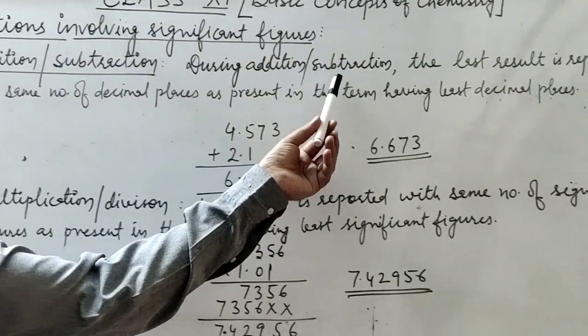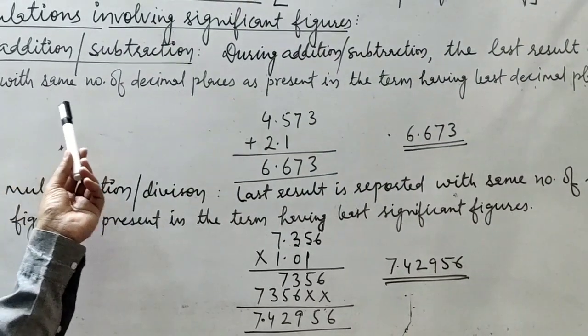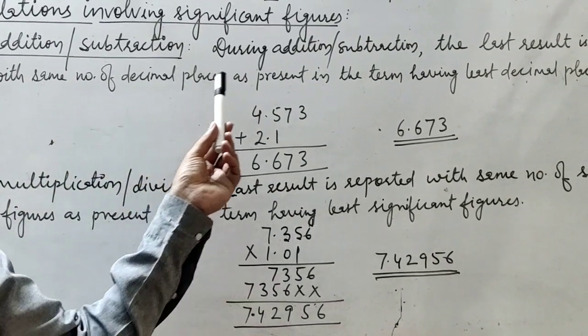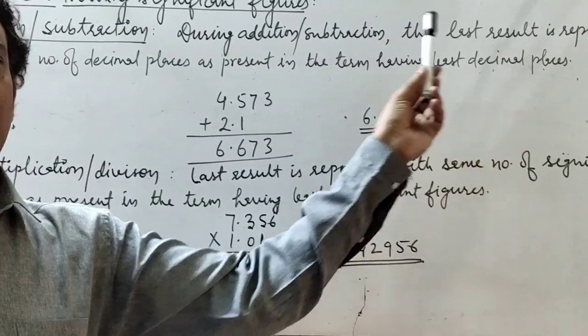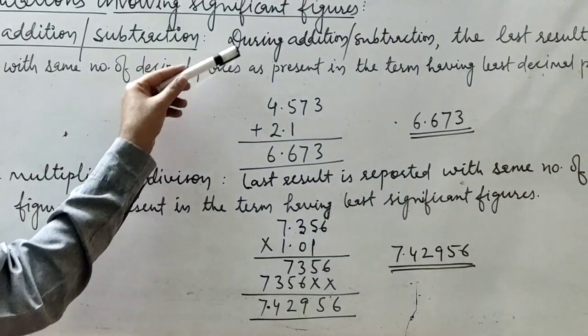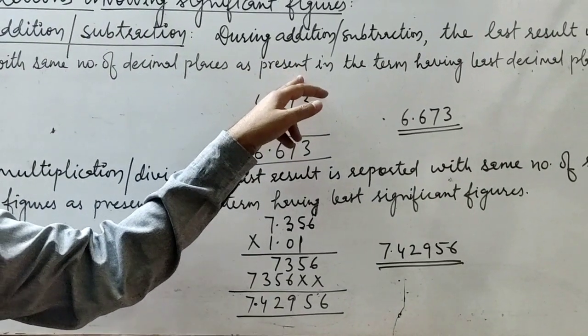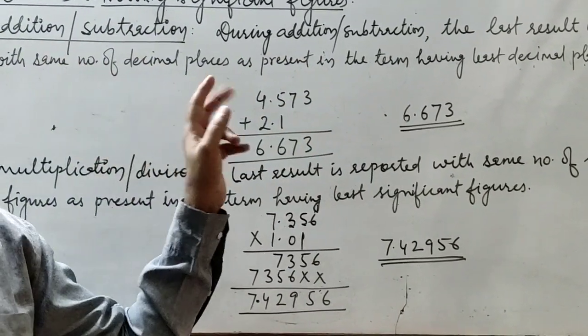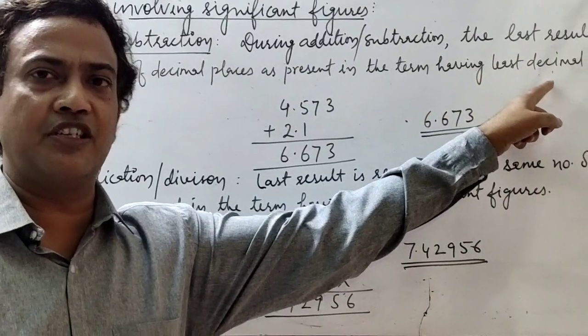During addition or subtraction, the last result is reported with the same number of decimal places as present in the term having the least decimal places. It means when you are adding two or more numbers, the last result will have the same number of decimal places as the given term with the least decimal places.